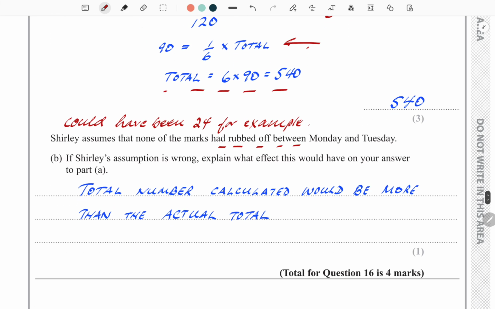So for example, let me show you. If it had been, so 90 equals 24 over 120 times total, etc. So what's that then? 2 over 10, so 1/5. So therefore the total would have been 5 times 90. There we are. All right. So in other words, if you've lost any marks, our 540 is counting too many. All right. It's overcounting the number. All right. I hope that makes sense.